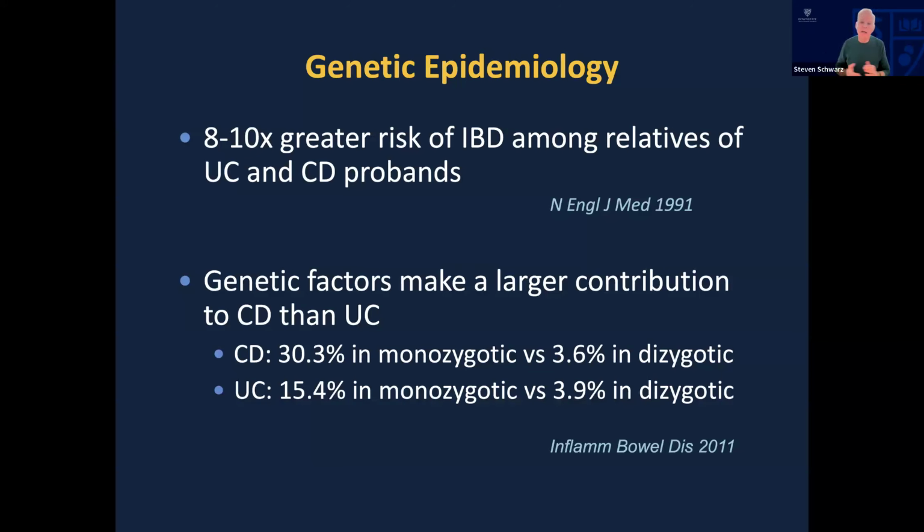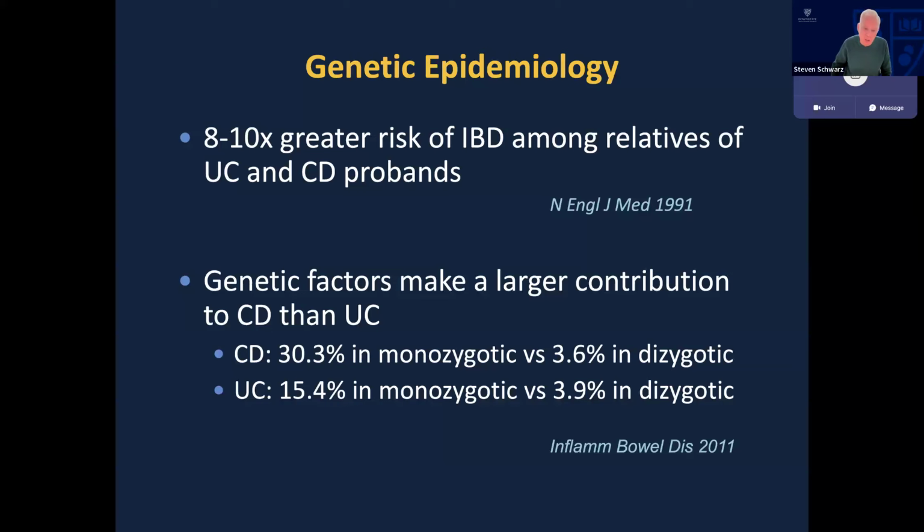So what do we know about genetics and IBD? We know that there's an 8 to 10-fold greater risk of IBD among relatives of ulcerative colitis and Crohn's disease patients. Genetic factors make a larger contribution in Crohn's disease. So, for example, the concordance of Crohn's disease in monozygotic twins is about 30% versus 3.5% in dizygotic.